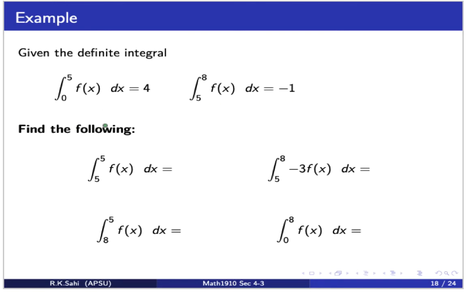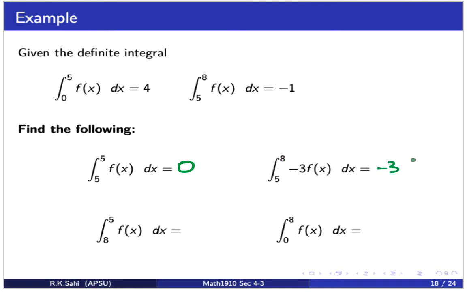Okay, so coming back to the problem, you're given 0 to 5 of f(x) dx to be 4 and 5 to 8 of f(x) dx to be minus 1. The same rules of definite integrals will apply. So the first one is 5 to 5 of f(x) dx. Clearly the lower and the upper limits are the same, so just put a 0. Then the next one says 5 to 8 of minus 3 f(x) dx.